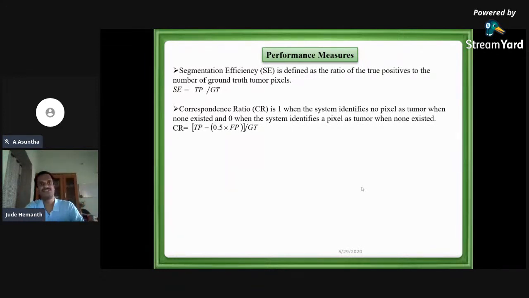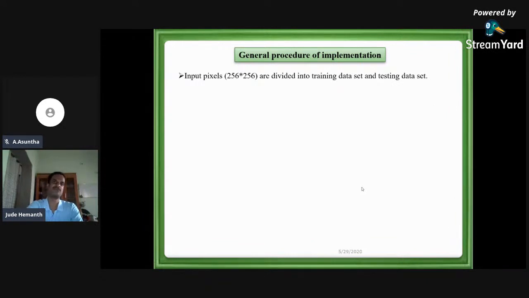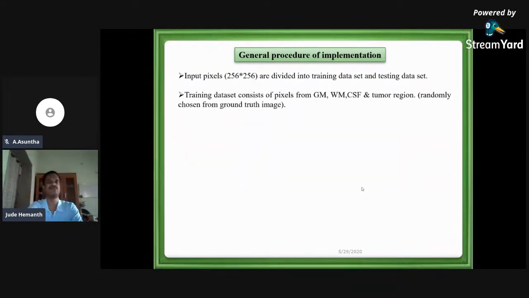Right? Segmentation efficiency means not even one pixel should be missed out. Correspondence ratio means how many extra unwanted pixels have come into your output. So these are the two measures by which segmentation can be checked. And as usual, we have the convergence rate. So this is the general procedure for implementation. Just as we had for classification, we have a procedure for segmentation also. Divide into training data set and testing data set.